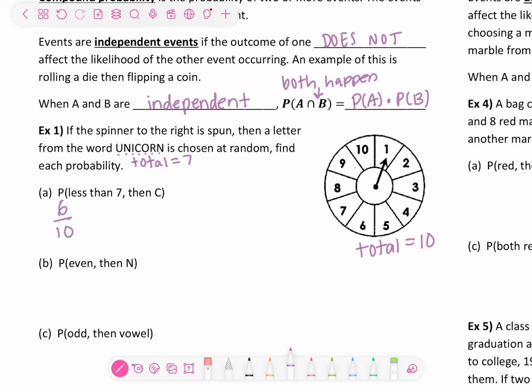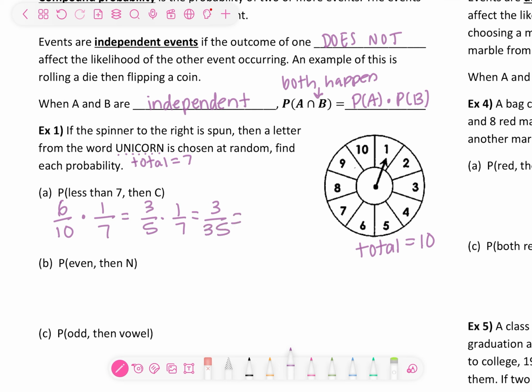Okay, and then we're going to multiply that by the probability of getting a C. Well, there's only one C in the word unicorn, okay? So that's 1 out of 7. So times 1 out of 7, okay? You can go ahead and simplify first if you want. So you can change that to 3/5 times 1 over 7. And you're going to get 3 times 1, which is 3, over 5 times 7, which is 35.